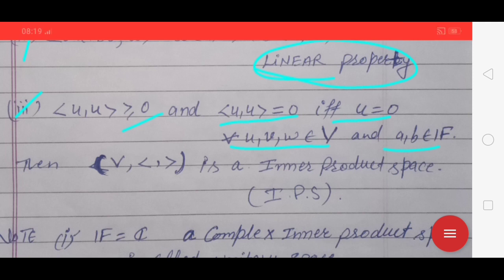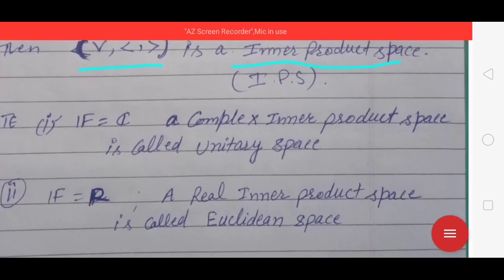If the function does not satisfy even one of these three axioms, then we will say this is not an inner product on V. But if it does, then this function is an inner product on V. And V with this function is called an inner product space. If F is equal to C, it is a complex inner product space, known as unitary space, and if the field is equal to R, it is a real inner product space, known as Euclidean space.